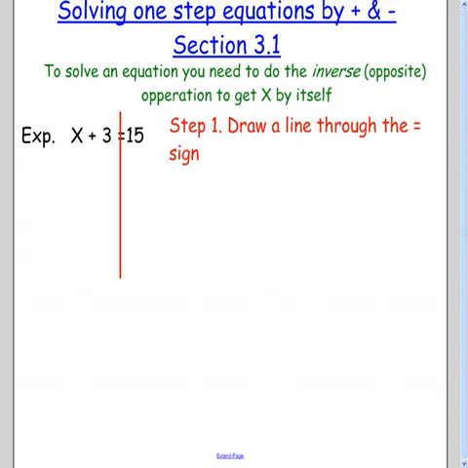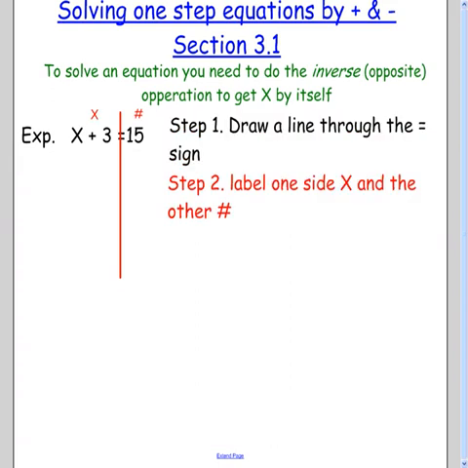To keep my equation balanced, I'm going to draw a line through the equal sign. The line through the equal sign reminds me that I have to do operations to both sides in order to keep the equation balanced. Next thing I want to do is label one side x and the other side number. This might seem pretty simple at this point in time, but when we get to more complex equations, it'll come in very useful. Okay, I'm ready to solve.